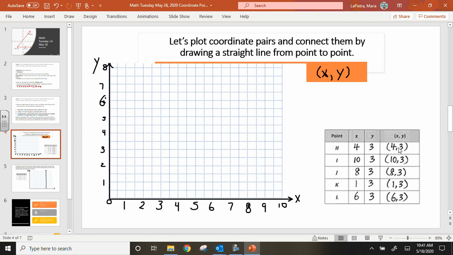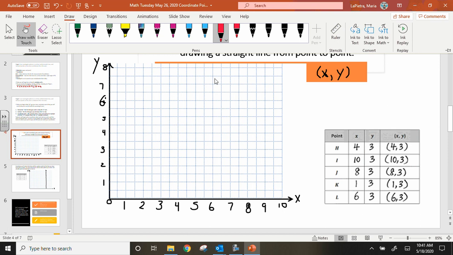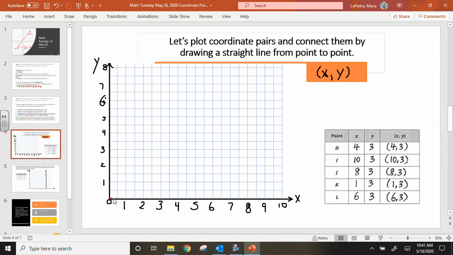So let's do that. So the x, we go over 4. Let's see, I'll use different colors so that you can see. So the first one, we stay on the x, we go over 4. We go up 3. 1, 2. Oops, 1. My 2 is here, my 3 is here. That's where I'm going to plot my point.